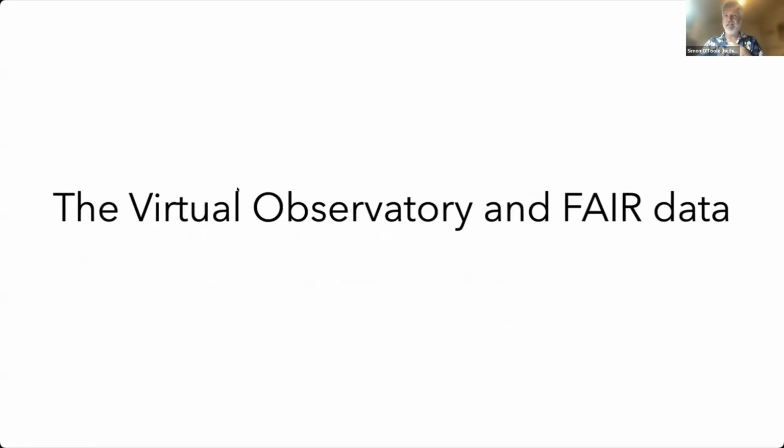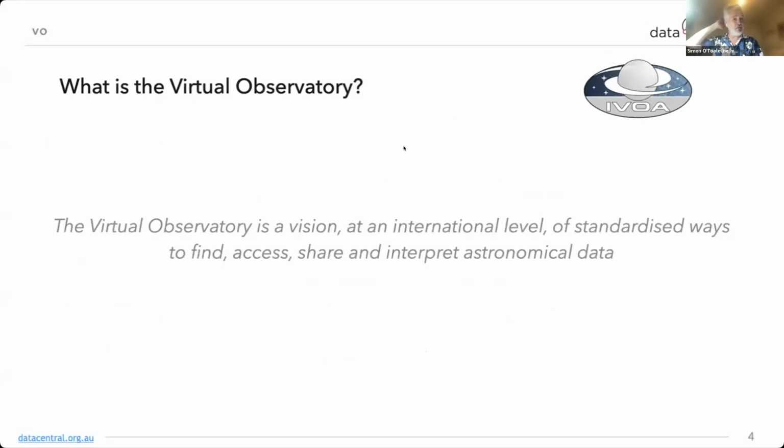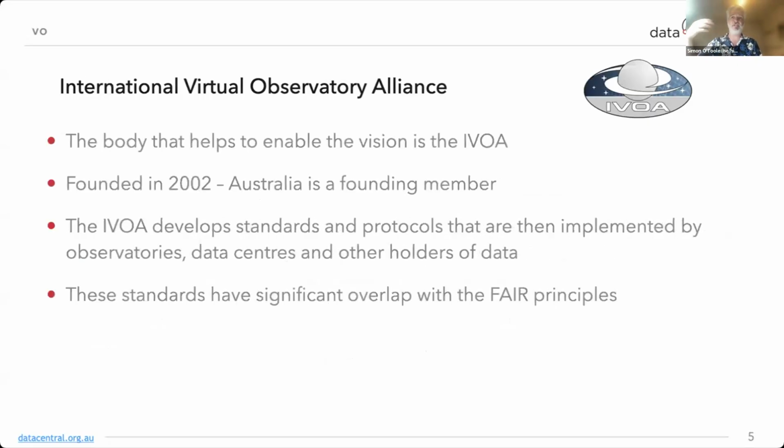So, the virtual observatory and FAIR data, and I'll describe what I mean by FAIR data. The virtual observatory at its highest level is a vision at an international level of standardized ways to find, share, access, and interpret astronomical data. So it's driven by the International Virtual Observatory Alliance, which was founded in 2002, and Australia and Germany are both founding members. The IVOA developed standards and protocols that are then implemented by observatories, data centers, and other holders of data.